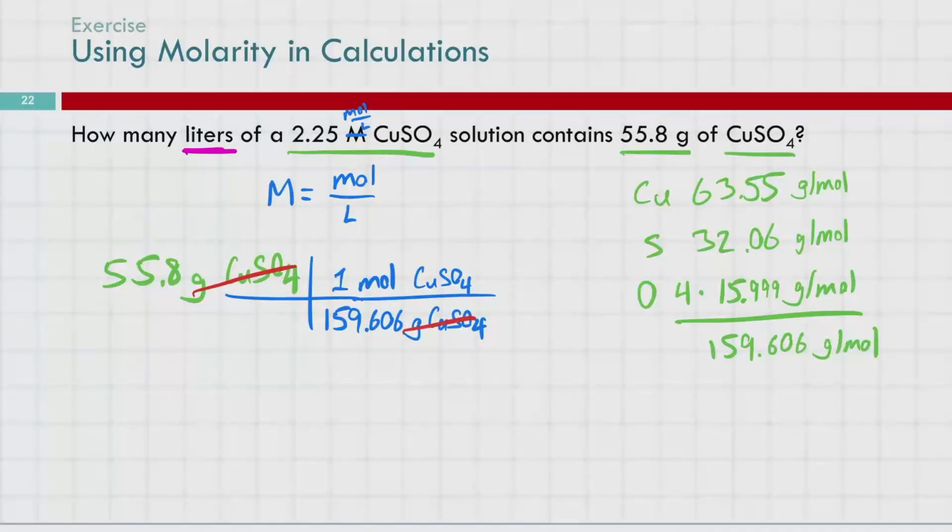Okay, so grams CuSO4. And now we can calculate our moles. It's 0.349 moles copper sulfate.